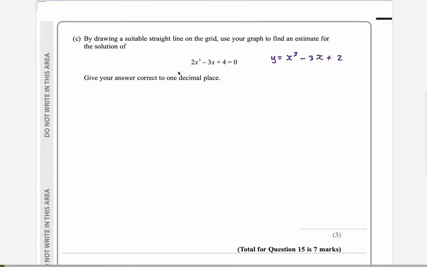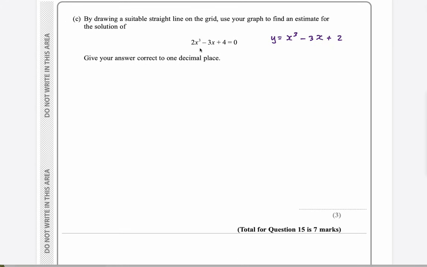Now, we're trying to solve this equation, but this is not the same as this. Now, it's similar, but it's not the same. So we need to make it the same. So let's write this thing down here. 2x cubed minus 3x plus 4 equals 0. This is the equation we're trying to solve. So what I'm going to do is manipulate the equation. I'm going to do something to the left hand side, and I'll do the same to the right hand side. But I'm going to make this the same as this. I'm going to turn the left hand side into this.